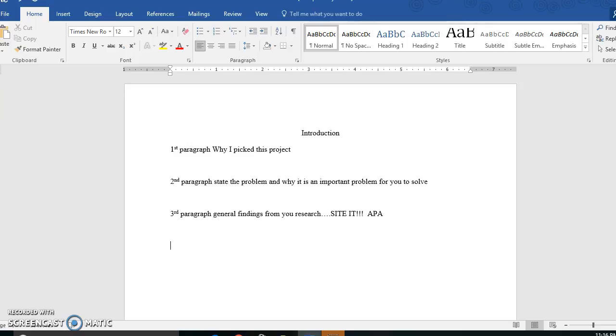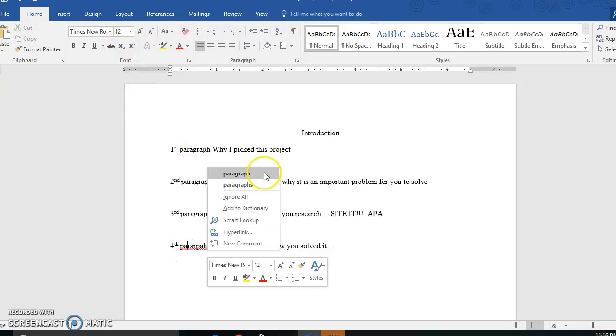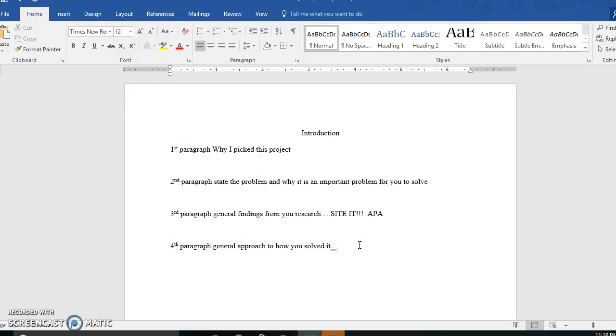Then your fourth paragraph, you're going to tell me about the general approach to how you solve this. So for my fishing line project, I would say something like, to help solve this problem, I tested 3 different fishing lines 3 times by hooking them up to weights and determining how much weight could be applied before the fishing line would break. So that's your fourth paragraph.